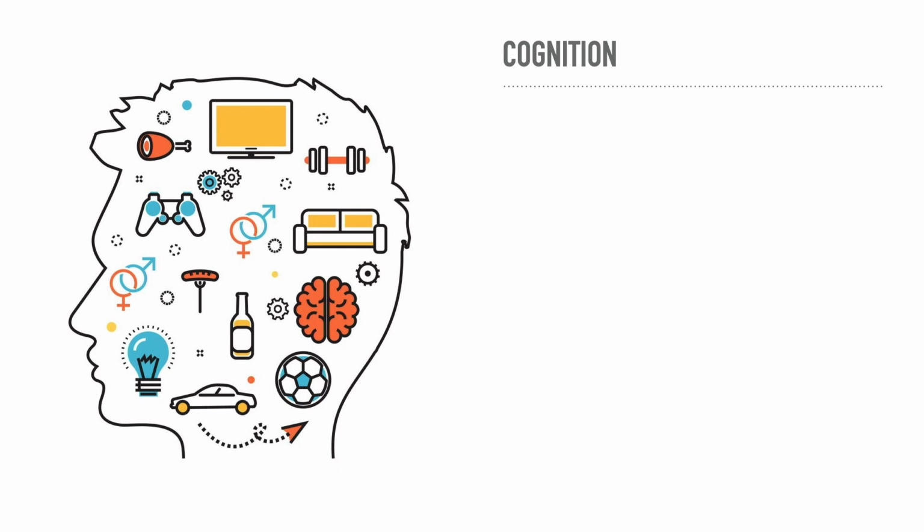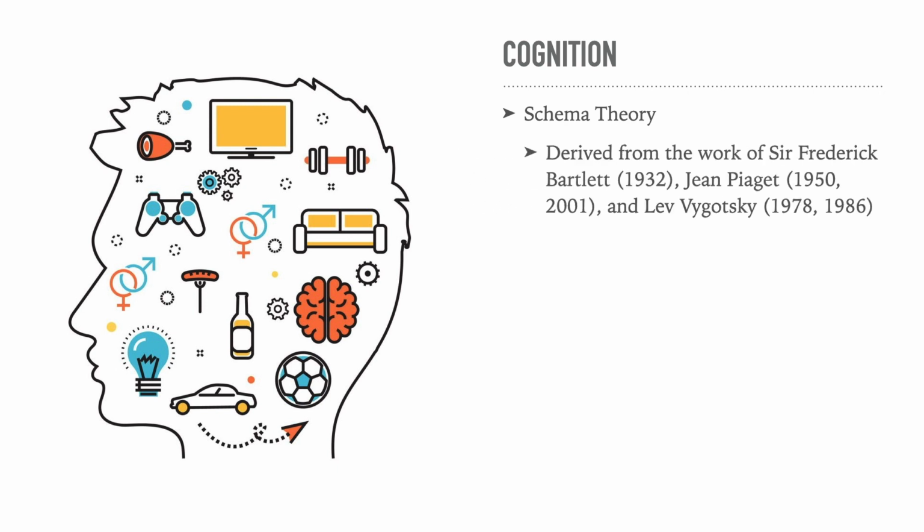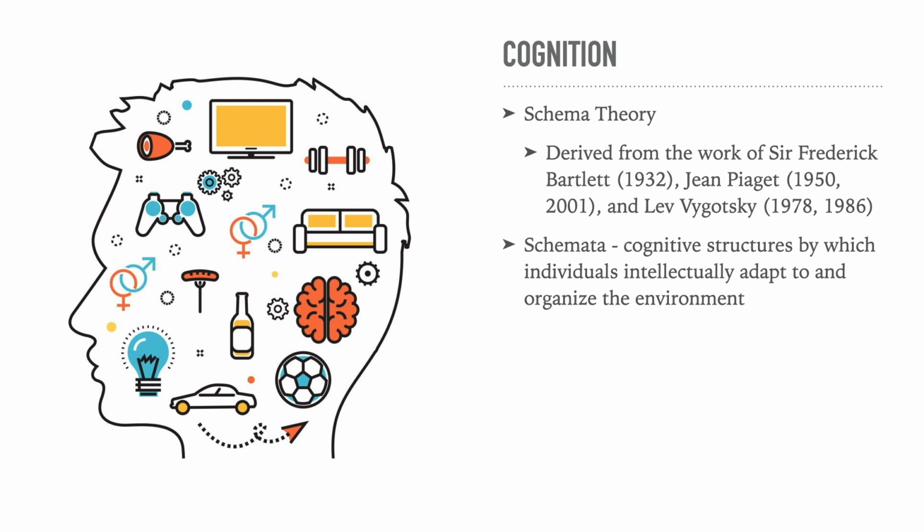Current understanding of cognition is centered in schema theory, derived from the work of Sir Frederick Bartlett and Swiss epistemologist Jean Piaget, and somewhat in contrast to Piagetian theory, the work of Lev Vygotsky. Piaget defined schema, whose plural form is schemata, as a cognitive structure by which individuals intellectually adapt to and organize the environment. Schemata receive, sort, classify, and hold information about environmental events and objects.